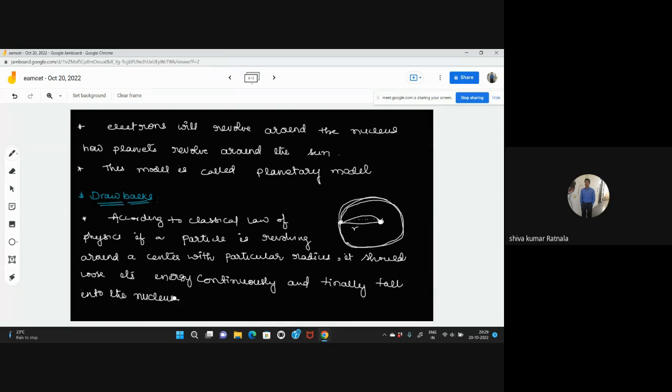If this is true, then they finally enter the nucleus and the atom should collapse. But it is not happening. Why is this not happening? How the atom is stable was not explained by this theory. So in order to explain this, Bohr came into the picture and prescribed his own theory.